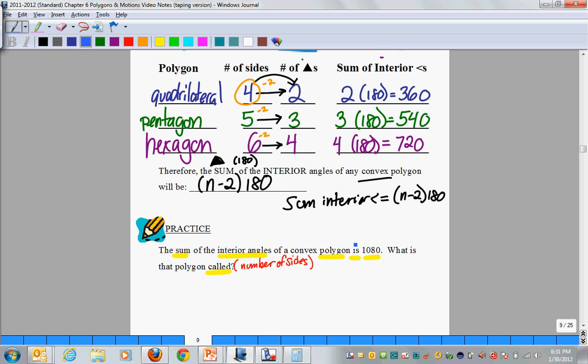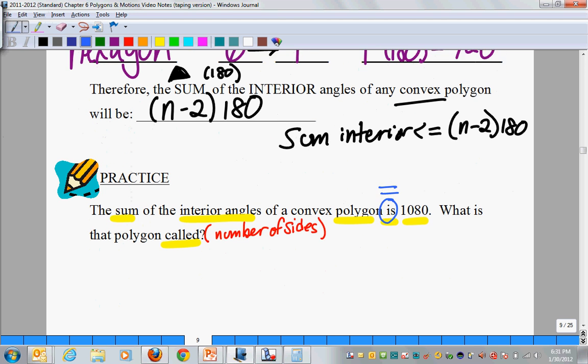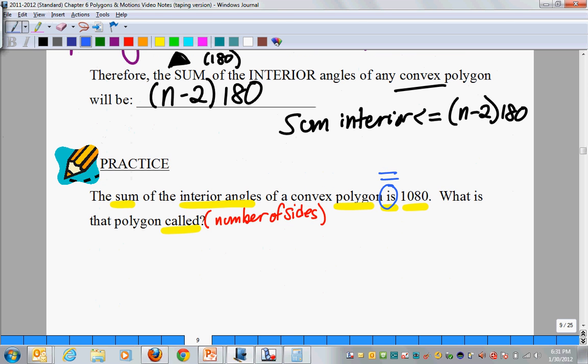So let's see what we can do here. Very, very critical: the word "is" is an equal sign. So whenever you see the word "is," you're going to translate it to an equal sign. So we have the sum of the interior angles. We already have an equation for that: sides minus 2 times 180 is 1080.